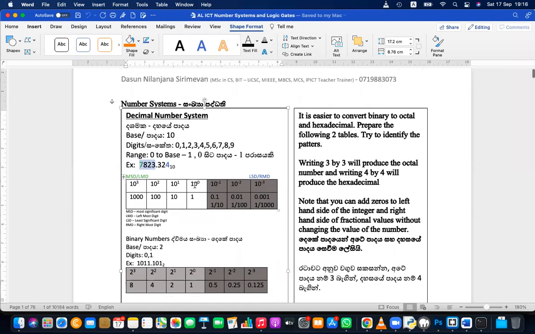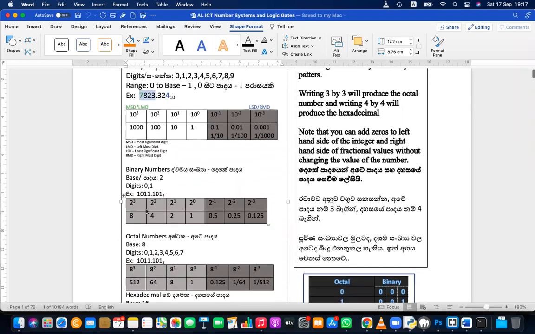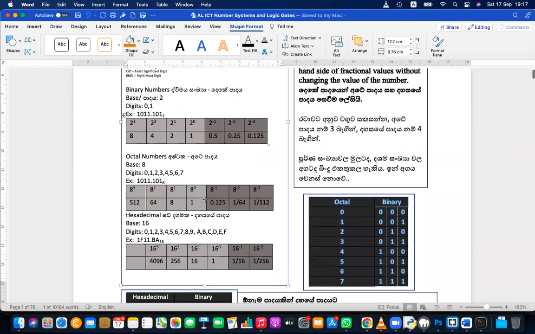Here, power will increase by 1. Right to left, power will increase by 1. Value will be increased by 10 times. Power will increase by 1. Value will be increased by 2 times. Here, power will increase by 1. Value will be increased by 8 times. Power will be increased by 1 here. The value will be increased by 16 times. Right? Power will be increased by 1 and the value will be increased by 16.